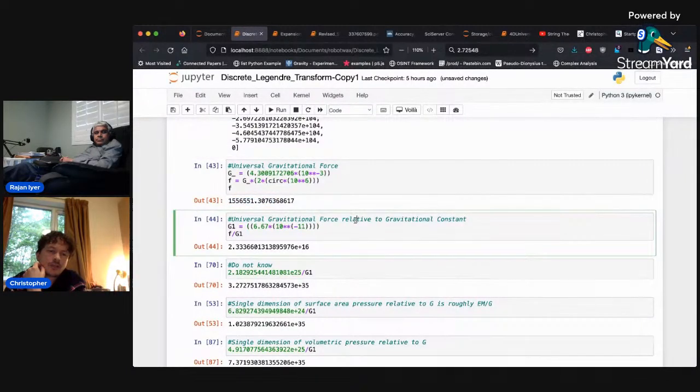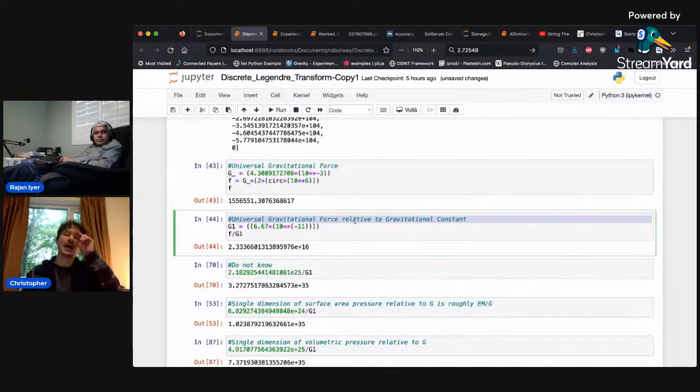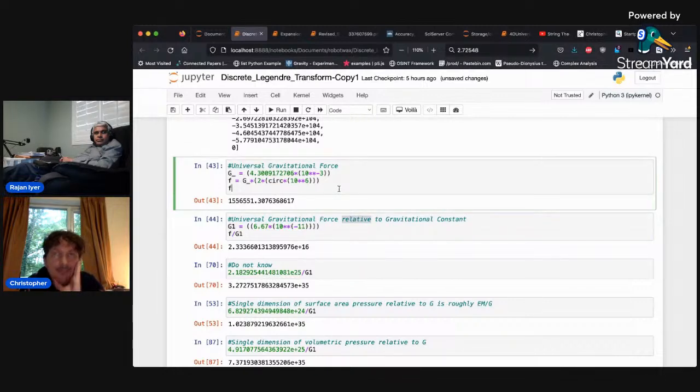But so the universal gravitational force, which is the force on the entire hypersphere. So it's like checking the surface tension on the surface of the bubble. So that's why we multiply by 2 times the circumference, because that's like the length, and that will give us the force.